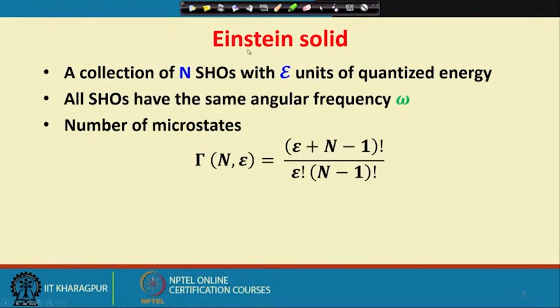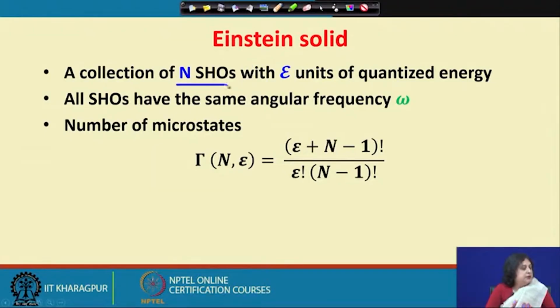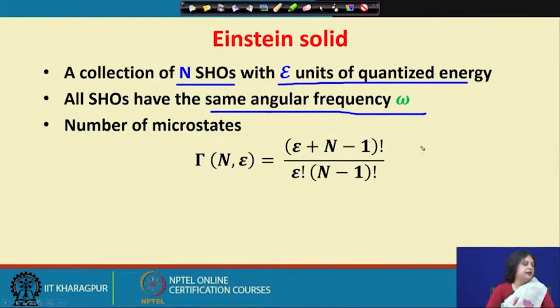so let us once again remind ourselves what an Einstein solid is. An Einstein solid is a collection of capital N simple harmonic oscillators which are not interacting with each other, and they have epsilon units of quantized energy, and all the simple harmonic oscillators have the same angular frequency omega. So, if this collection of simple harmonic oscillators is placed in a constant volume V, then it is an isolated Einstein solid, and then the number of microscopic states can be very easily calculated like this.